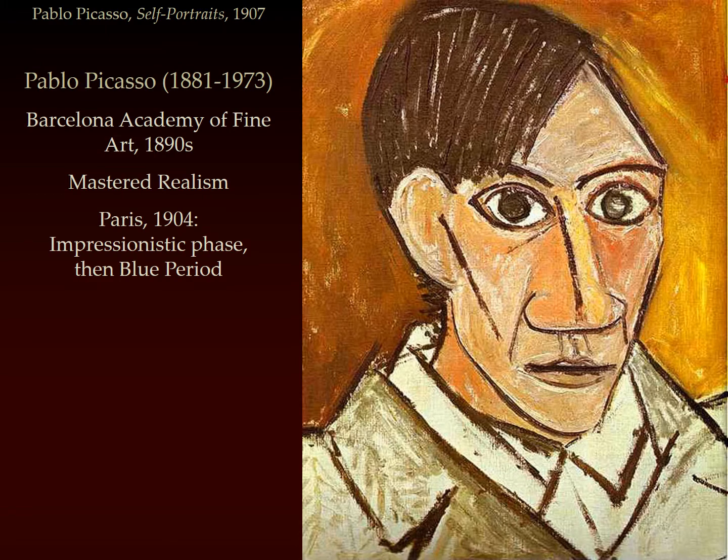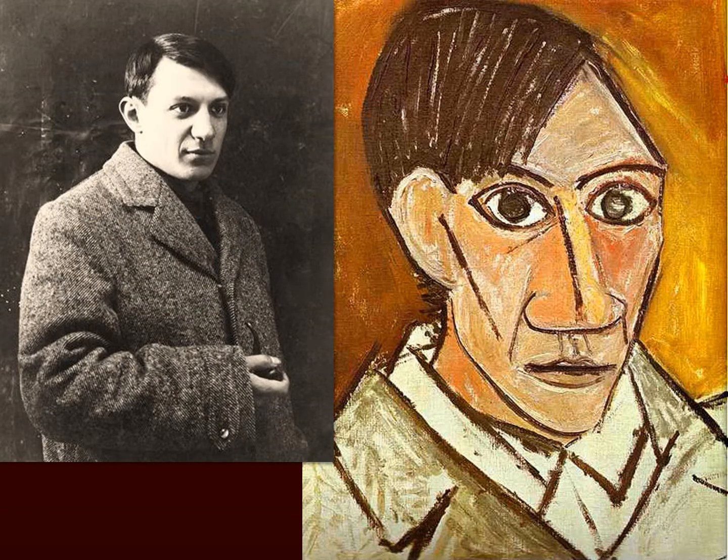Another artist who often practiced works that would be considered degenerate is Pablo Picasso. Picasso is going to be one of the most famous artists of the 20th century, yet he does not begin as an avant-garde practitioner. Instead, he graduates traditionally from the Barcelona Academy of Fine Art in the 1890s, where he masters a fairly realistic technique. He then travels to Paris in 1904, where he goes through an impressionistic phase, and then the blue period, and finally a rose period.